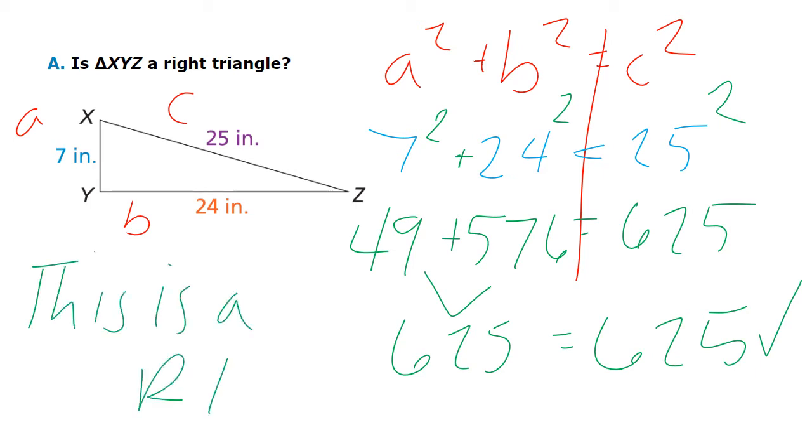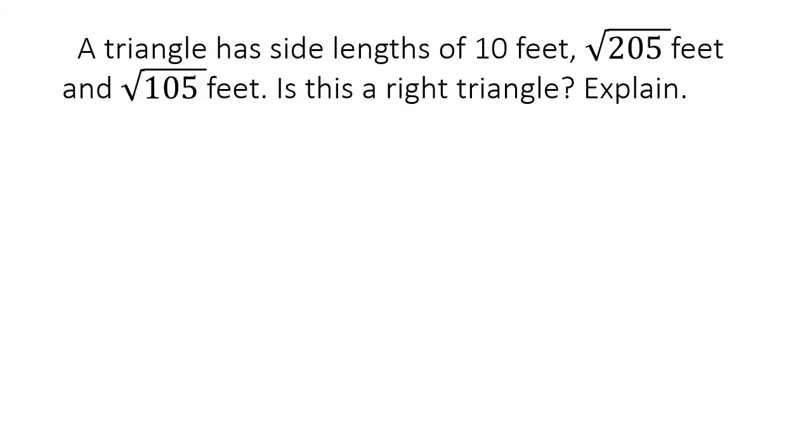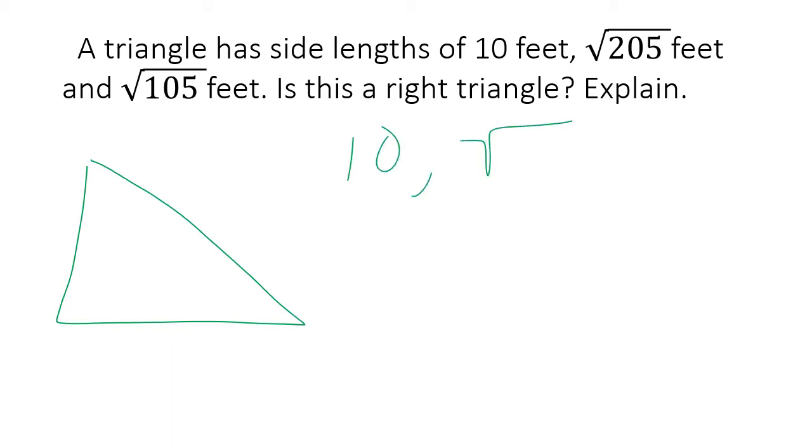All right. And the next problem is in our set of Wednesday practice problems. It doesn't have a picture. A triangle has side lengths of 10 feet, square root of 205 feet, and square root of 105 feet. Is this a right triangle? Explain. The first thing I want to do here is try and draw this and explain it to you. So, I have what we think might be a right triangle, and we have three numbers. We have 10, we have square root of 205, and we have square root of 105.